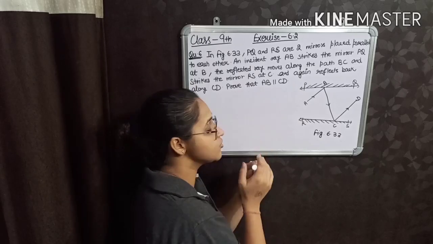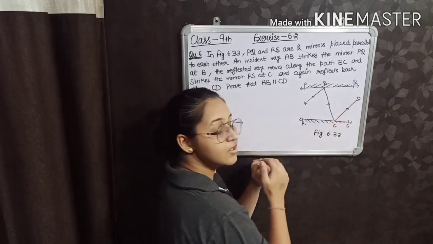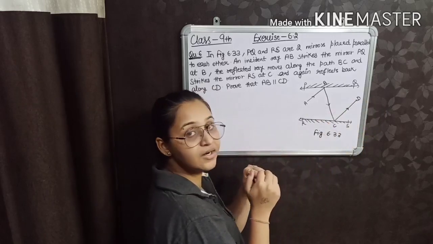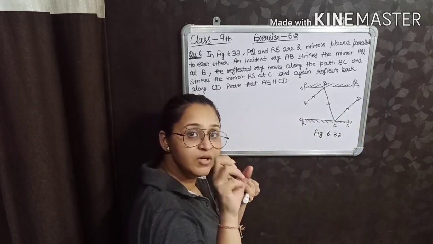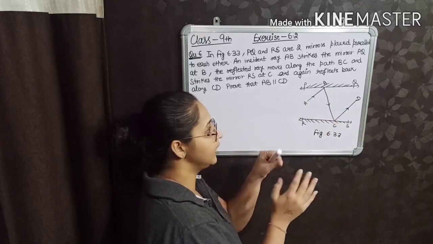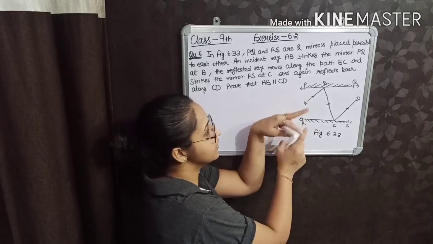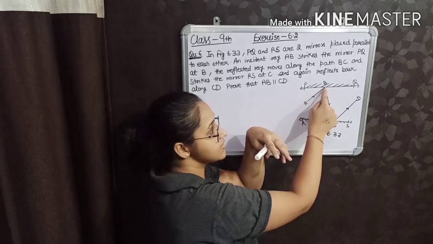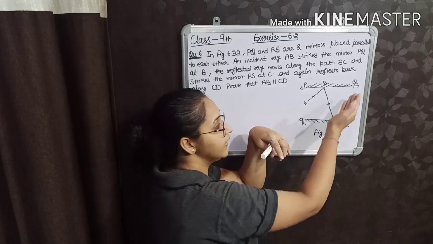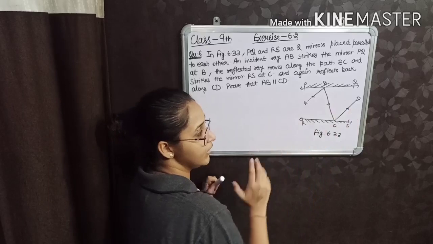Now prove that AB is parallel to CD. AB is the incident ray and CD is the reflected ray, and the task is to prove that AB is parallel to CD. I am explaining again. These are two parallel mirrors, such that when one ray is incident on this mirror, it reflects back along the path BC, and then again it reflects along the path CD. We have to prove these two rays are parallel.